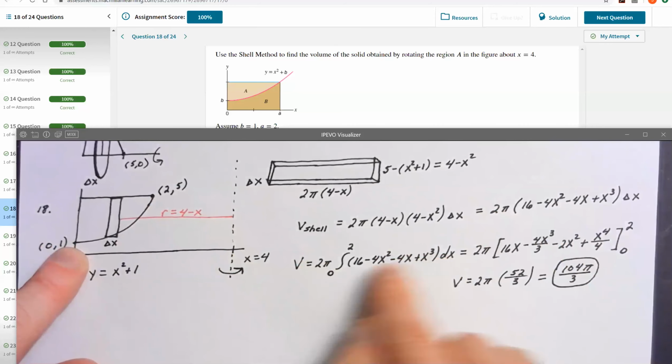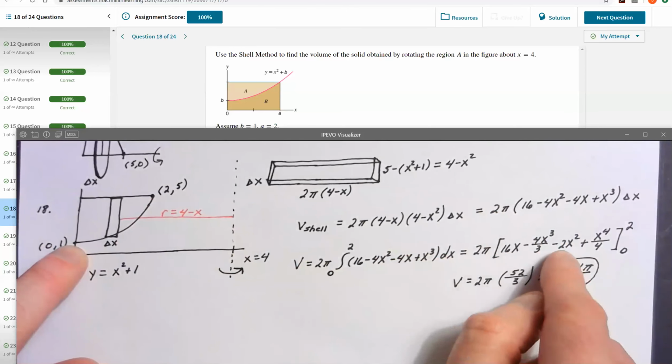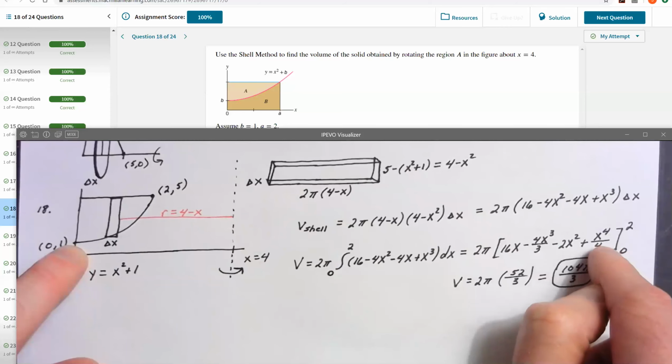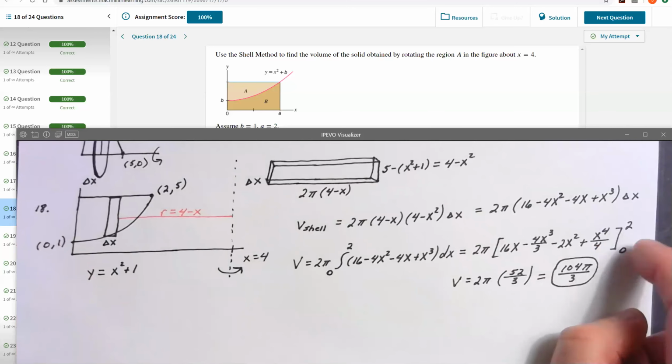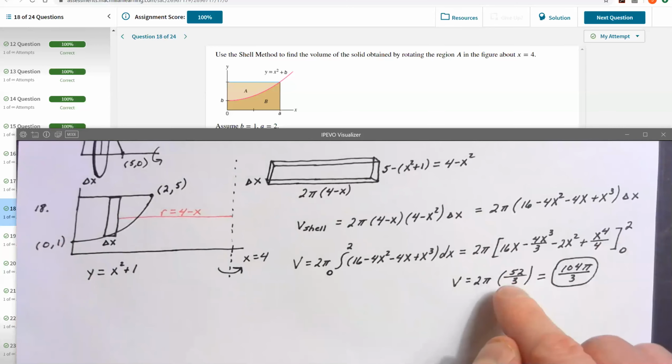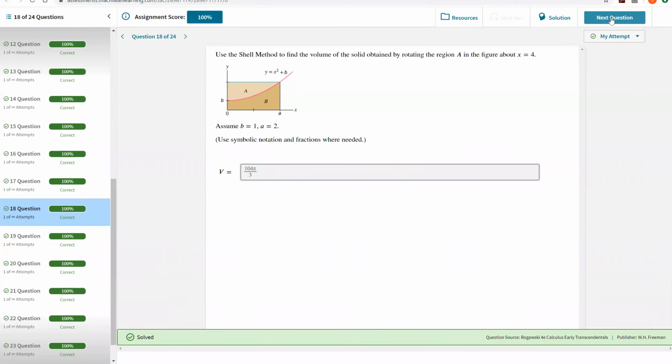So now it's the power rule. I get 16x minus 4x cubed over 3 minus 4x squared over 2, which gives me minus 2x squared, and then of course plus x to the 4th over 4. Evaluating that from 0 to 2, when I plugged in the 2, I had 52 over 3. Multiply that by 2 pi, you'll get 104 pi over 3. And Achieve liked that answer.